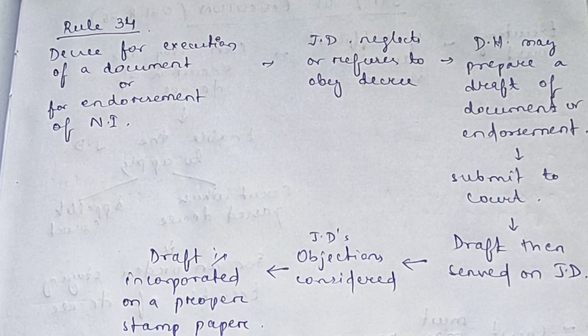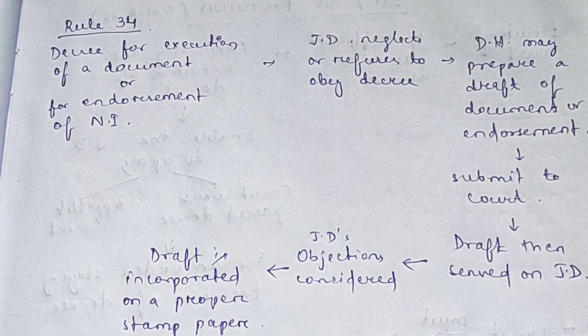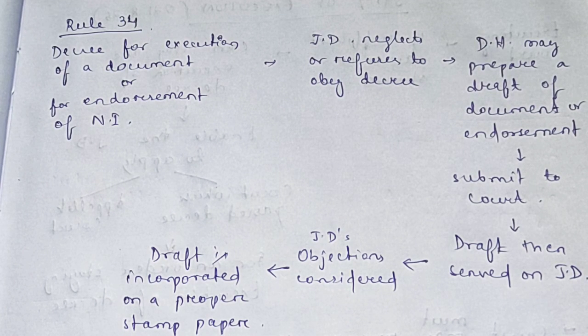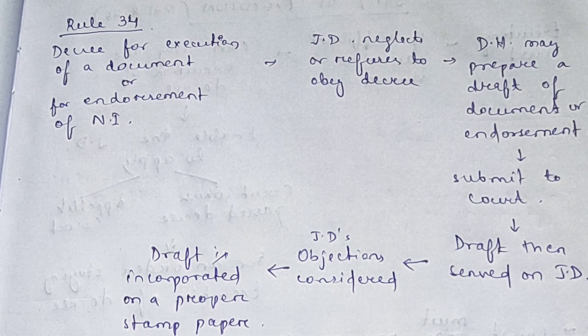Then Rule 34. If the decree is for execution of a document or for endorsement of a negotiable instrument, and the judgment debtor neglects or refuses to obey the decree, then the decree holder may prepare a draft of the document or endorsement. Then it will be submitted to the court. Then the draft will be served on the judgment debtor. Then the judgment debtor's objections will be considered and the draft is incorporated on a proper stamp paper.